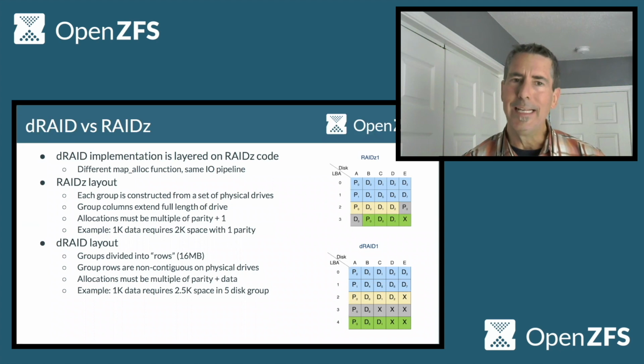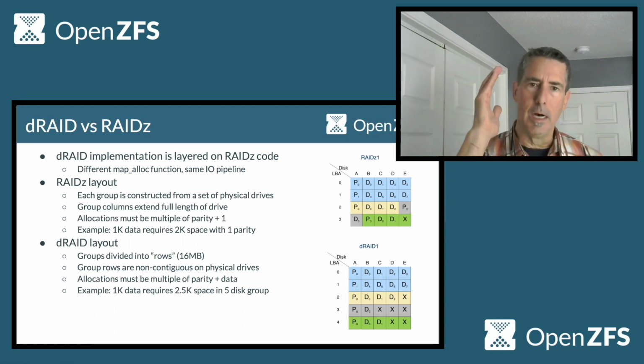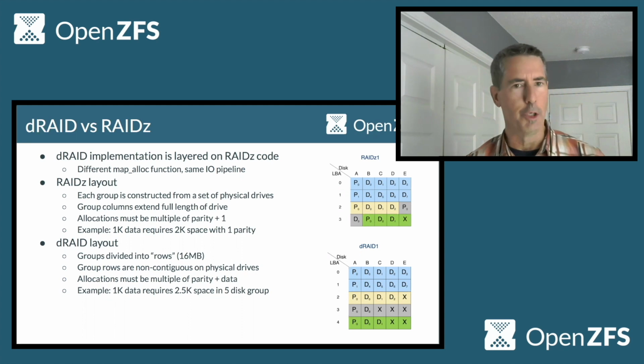In a RAID-Z layout, each group is constructed from a set of physical drives, and the columns extend the entire length of the drive. So the only constraint you have is that allocations into those RAID-Z groups must be a multiple of parity plus 1. This is to prevent stranded space, which is so small that you can't actually allocate from it. So anything that's smaller than parity plus 1 is not allocatable in a RAID-Z layout.